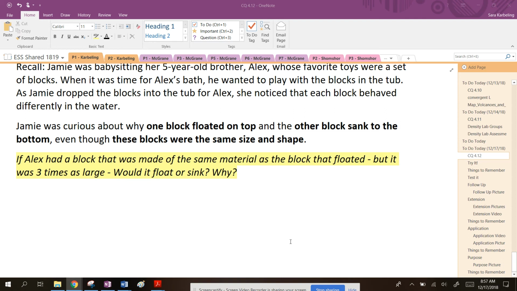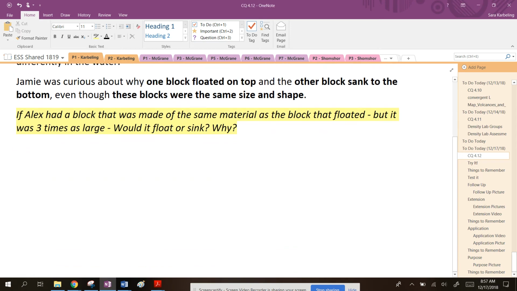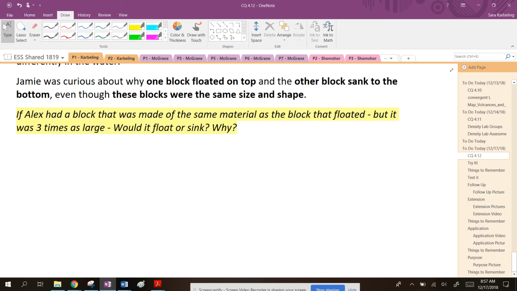Why did you say floating? It's going to float. Why? Go, Sydney, get us started. The density is still the same, even though it's huge.